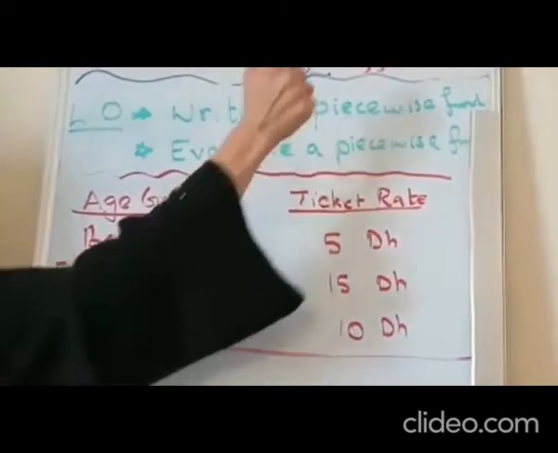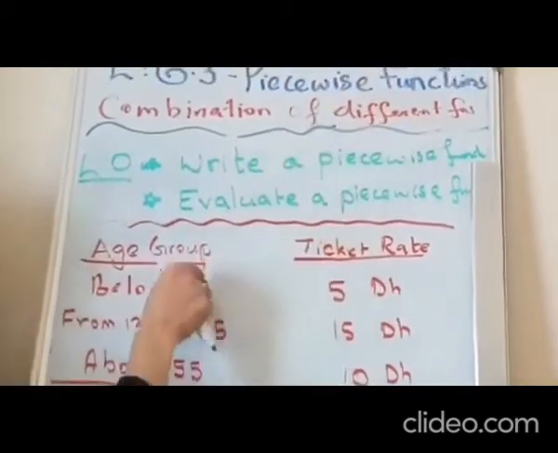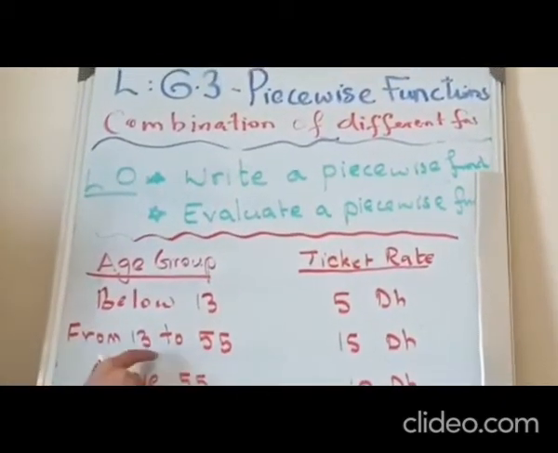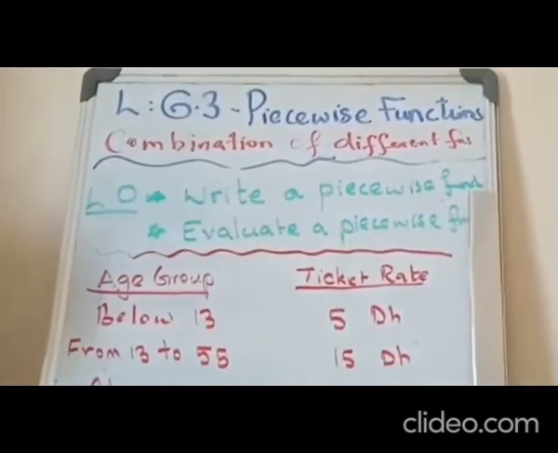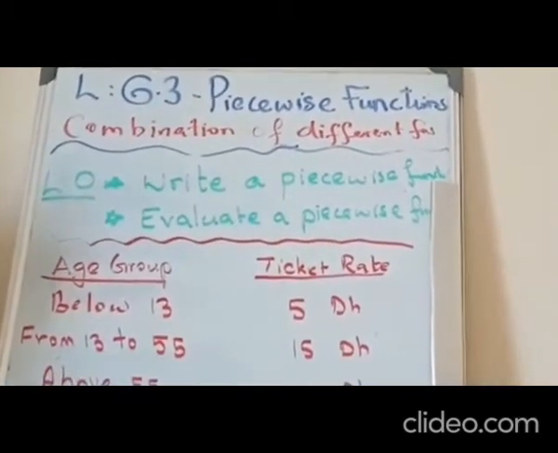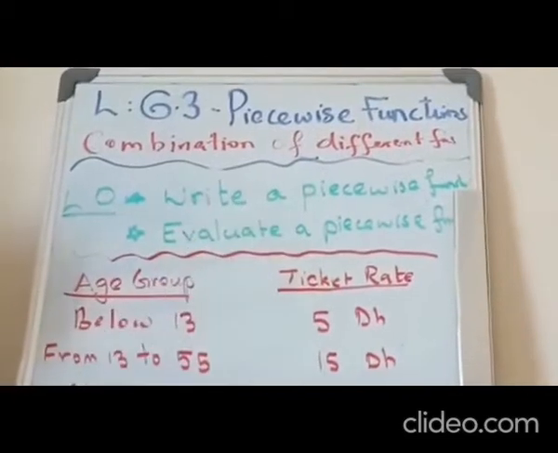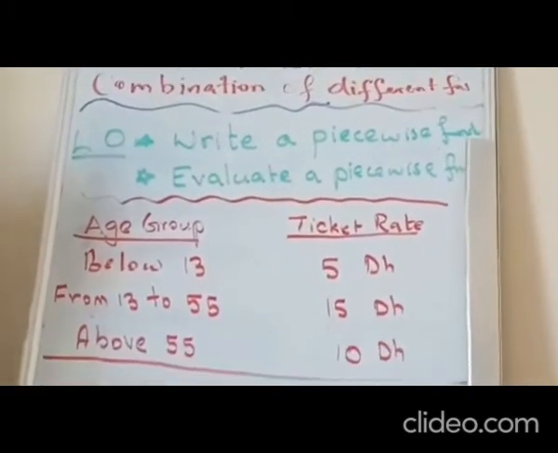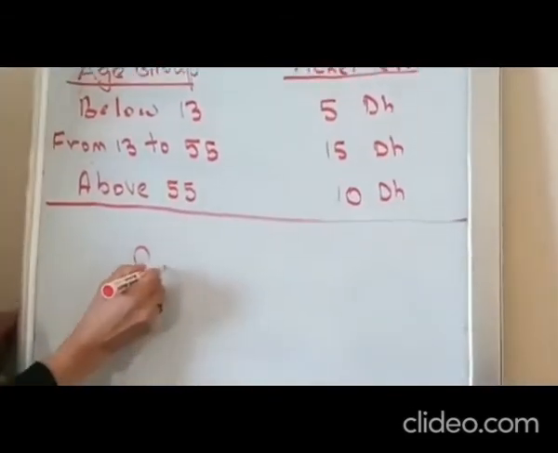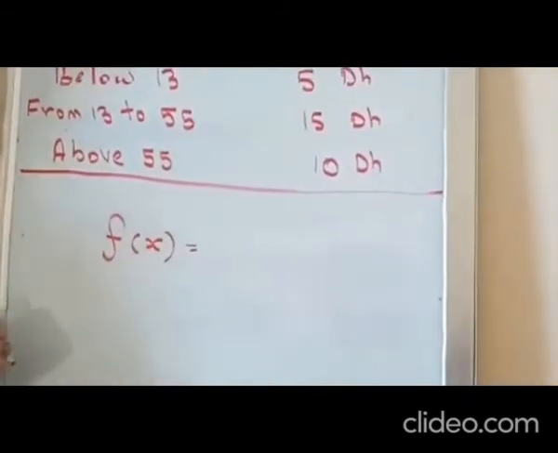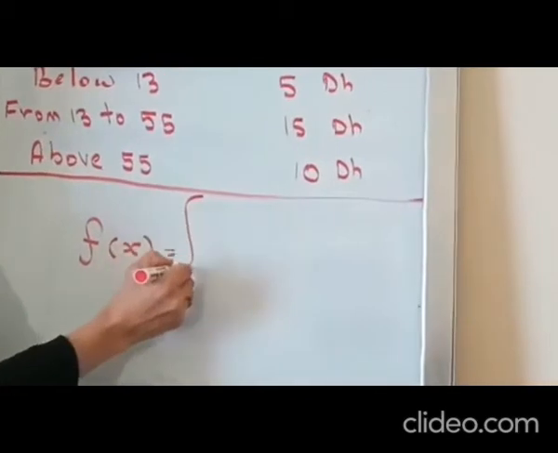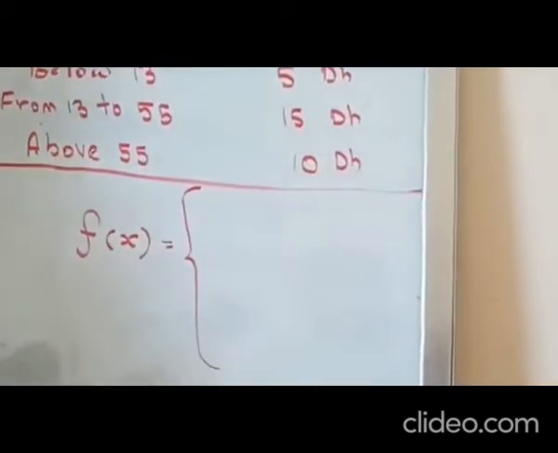The function means the rule. So a different rule for a different age group. Today's lesson I'm showing you how I can write this piece of information as a function. Mathematically, we use the function f of x equal to, then you open curly braces like this.